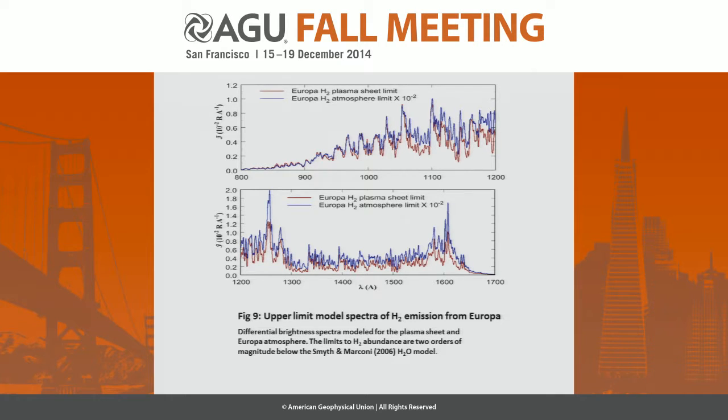And this is the model calculation for H2 in the atmosphere and in the plasma sheet. The red one is the plasma sheet. And again, I'm using Smith and Marconi as a reference here, and we're consistently 2 orders of magnitude below Smith and Marconi. And they're assuming an H2O, starting out with an H2O atmosphere.